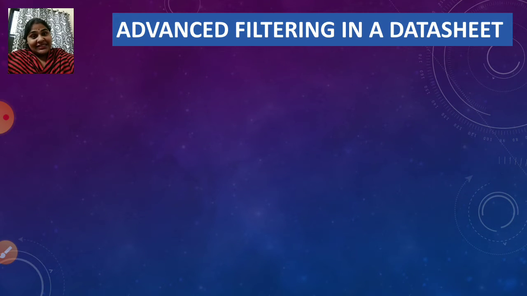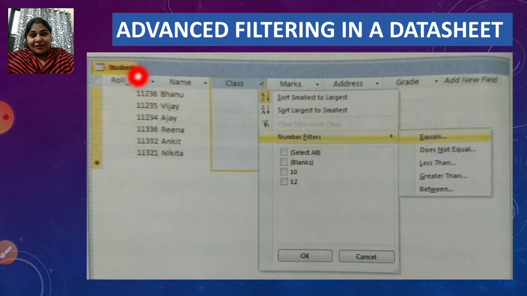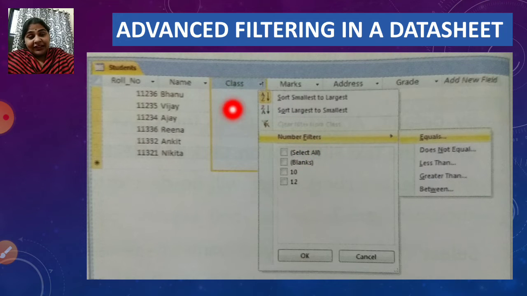Now, as I said, this was a text filter. Now there is also a numeric filter, which is known as advanced filter in datasheet. You can see here the same content: roll number, name, the same data, class, marks, address, grade, and whatever fields are there. Suppose I take the class field. There are different classes like 10th, 12th, 9th, 8th, and so on, right? When I click on the drop-down list, here you can see Number Filters, children. Why number filter? Because the data type in that particular field is number, not text, right?